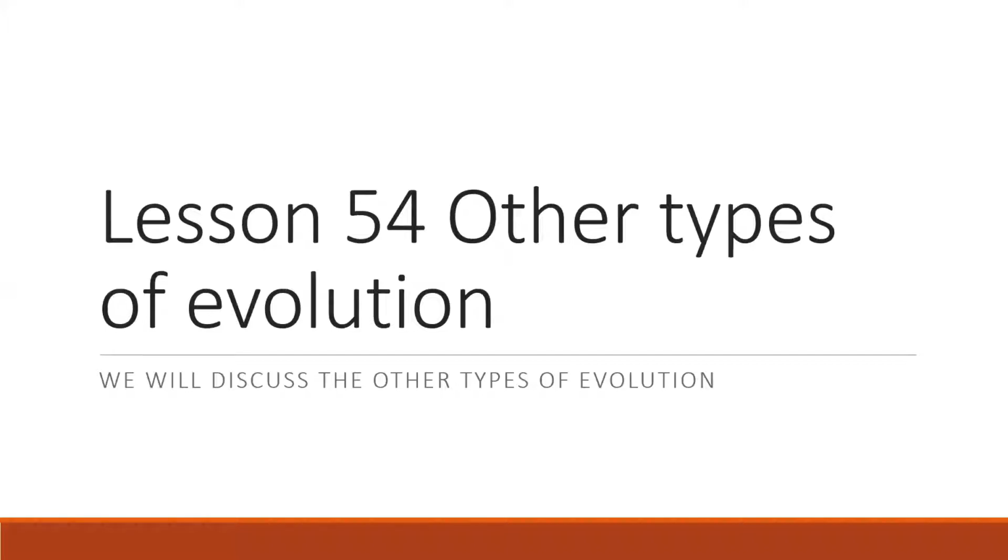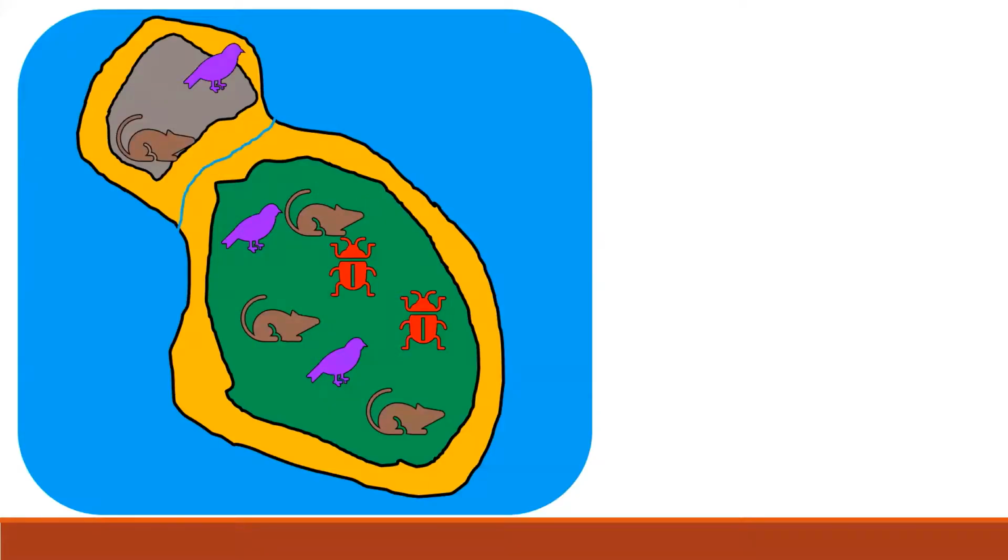I guess natural selection would be a form of artificial evolution. But we're talking about just some of the other ways we talk about evolution, some of the other words we might use. So what we did talk about last time was we talked about two types.